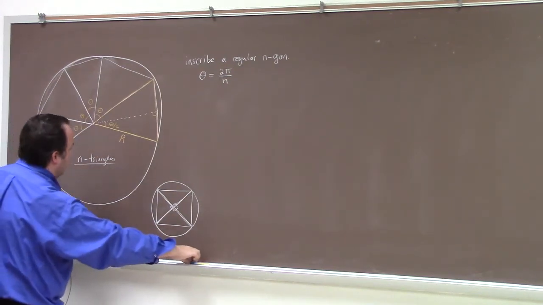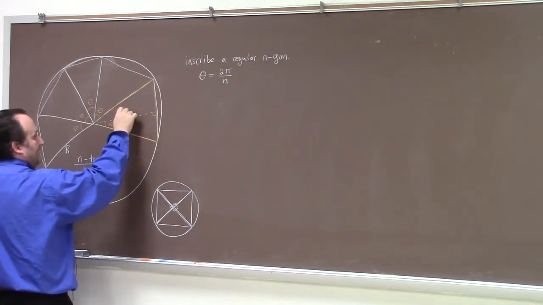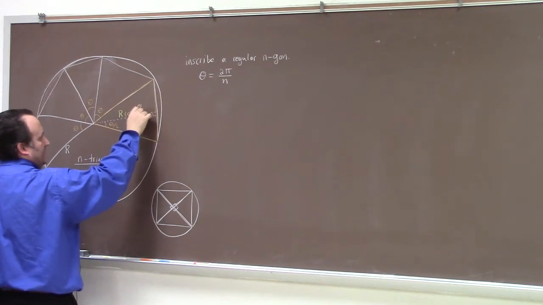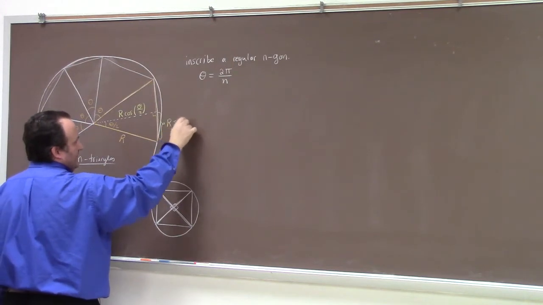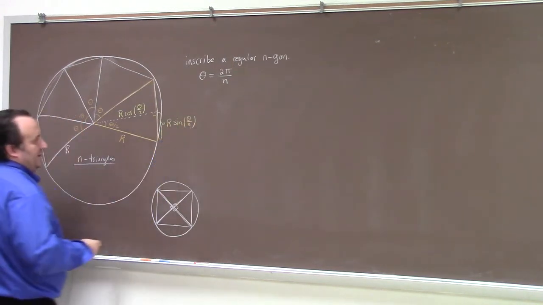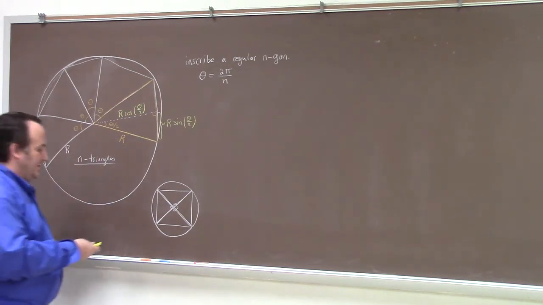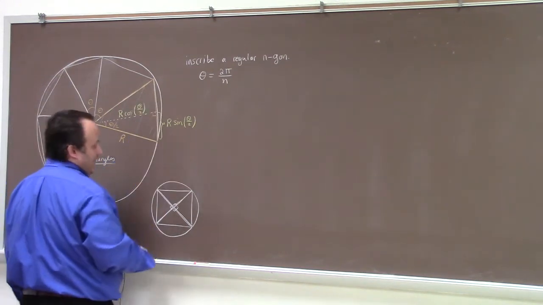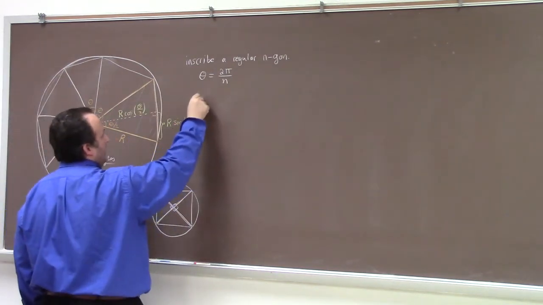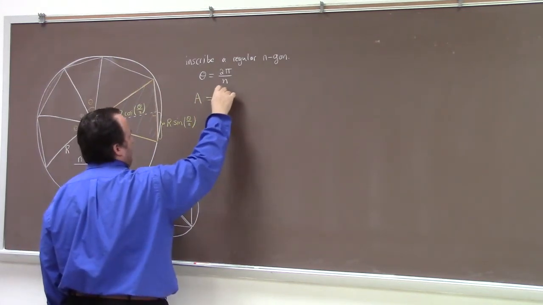And so then I can use trigonometry. I've got r cosine theta over 2 for this side, right? And this distance right here would be r sine theta over 2, because it's the opposite side. Okay? And then the question is, what's the area of that triangle? The area of that triangle should be 1/2 base times height, right?